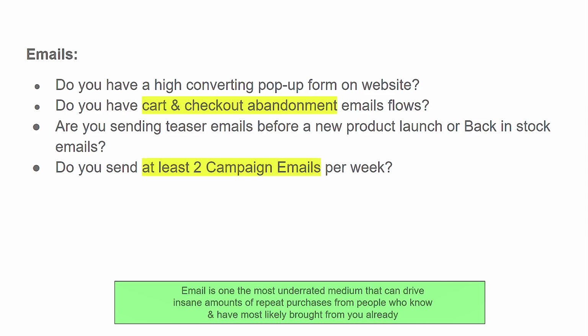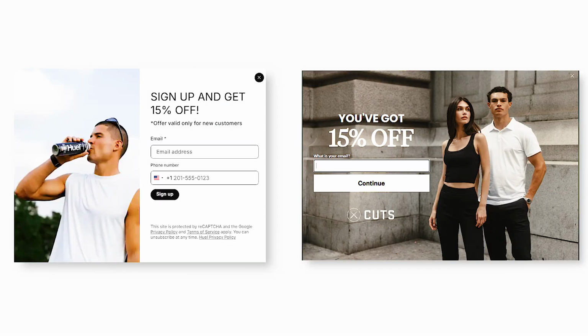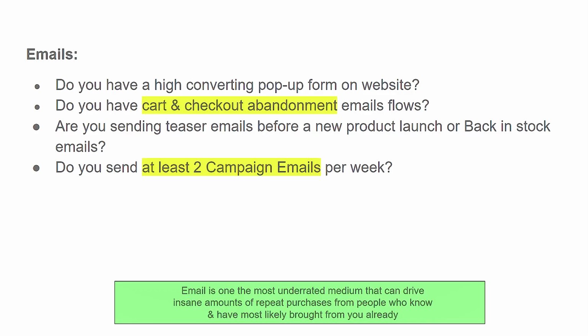For emails you need to have a high converting pop-up form on the website. I will have a future video dedicated to pop-up forms, but this is an absolute must because you need to be converting the traffic that is coming to your product pages and your home page, so that they can put in their emails in exchange for a discount code.